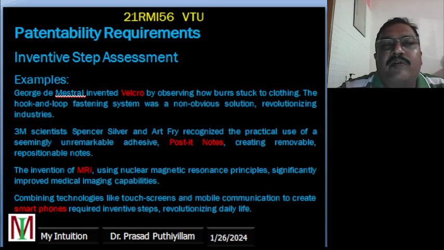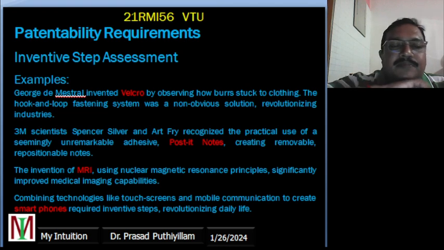Say the Velcro fastener. George de Mestral invented Velcro by observing how burrs stuck to cloth. The hook and loop fastening system was a non-obvious solution. It was a revolution in the industry.